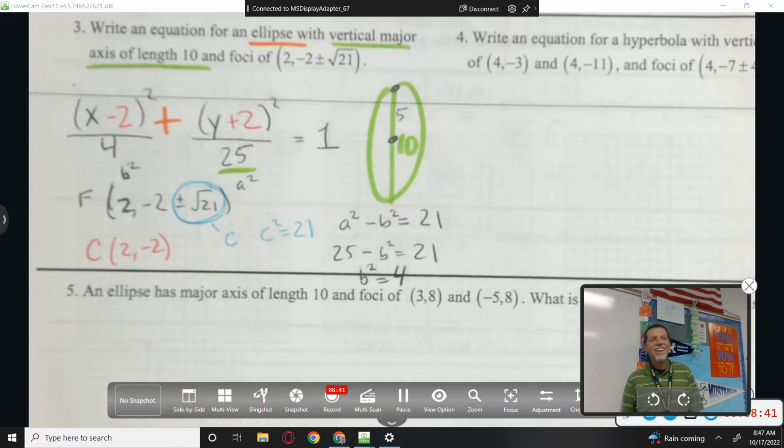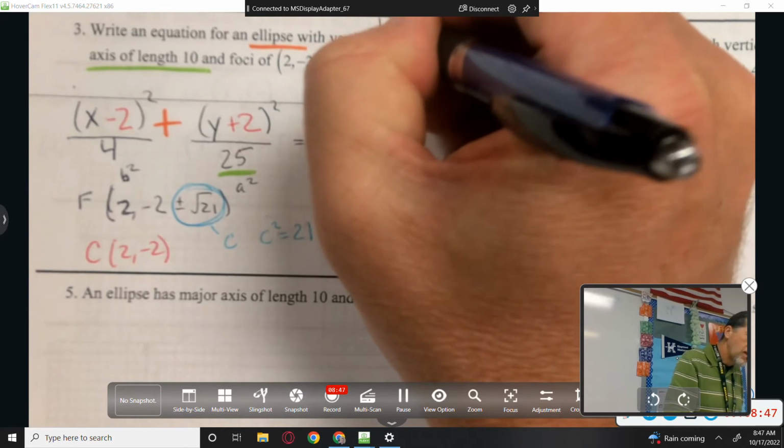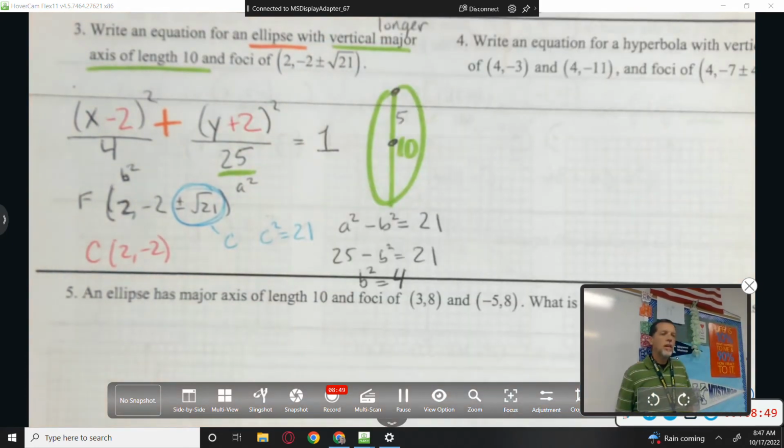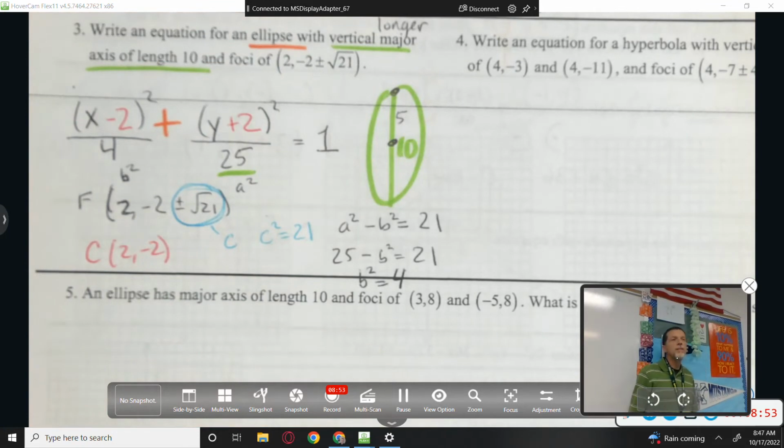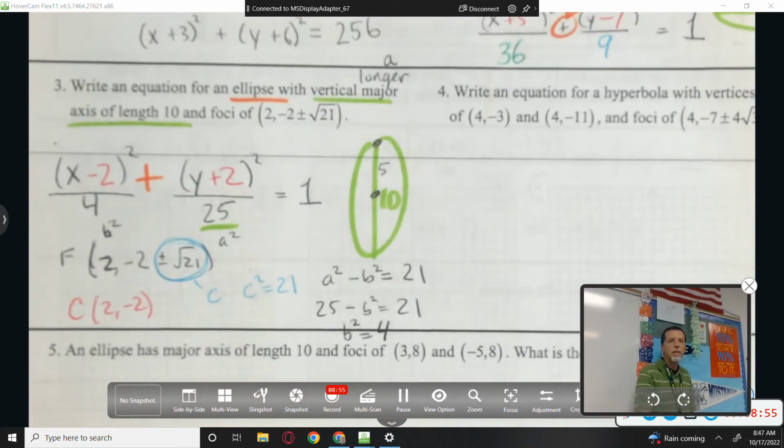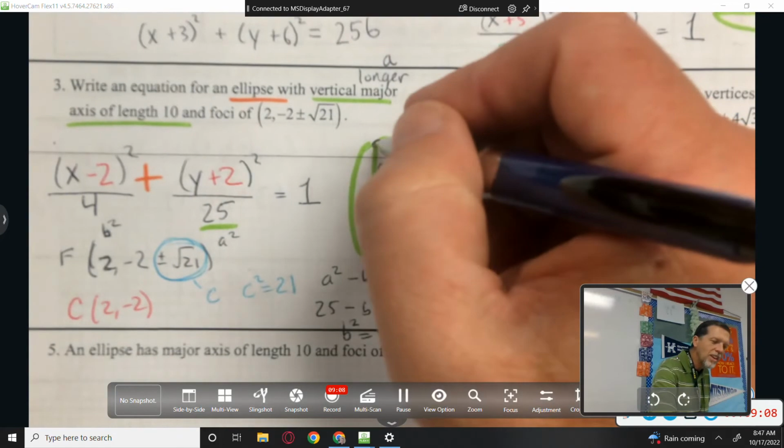Wait, what is major? Major just means the longer one. But the fact that it's longer means that it's a squared, not b squared, for an ellipse. Why are we having this? That's a good question.